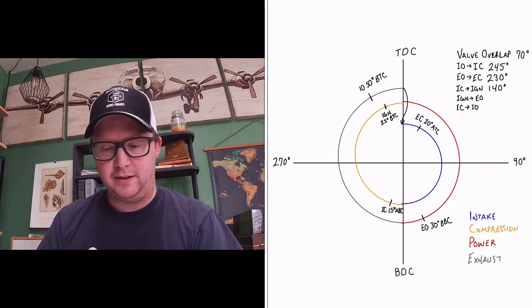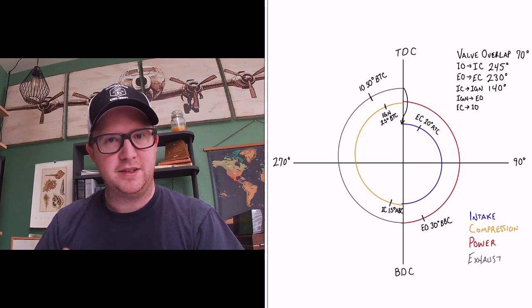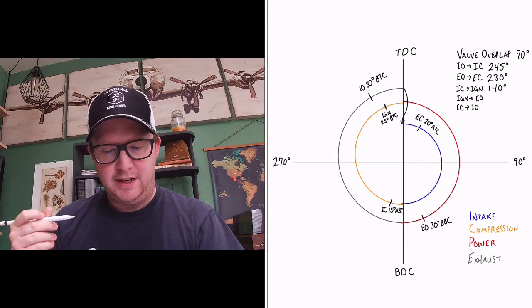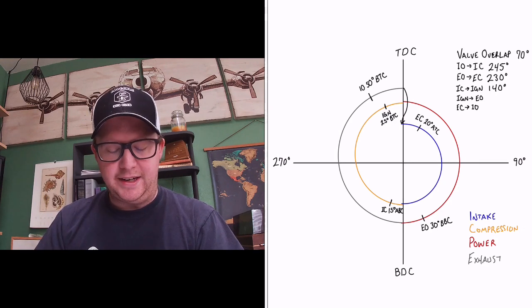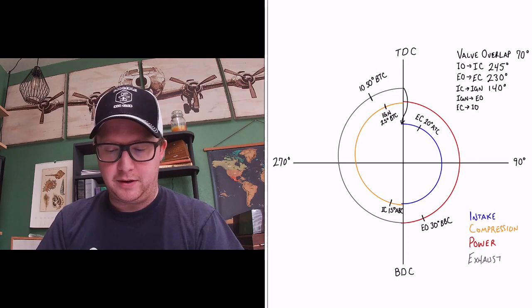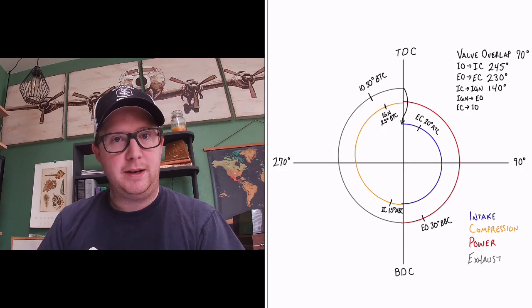Now, there's two more we're going to take a look at. We have ignition to exhaust open, and then we have exhaust closed to intake open. So this is where it can get a little bit tricky because now we're moving across multiple strokes as we look at this. So again, similarly, we have ignition occurring 25 degrees before top center on the compression stroke. Our exhaust valve is going to open 30 degrees before bottom center on the power stroke.